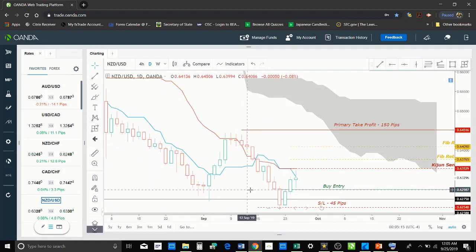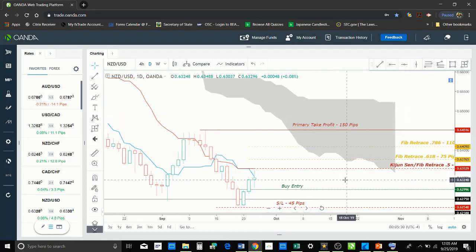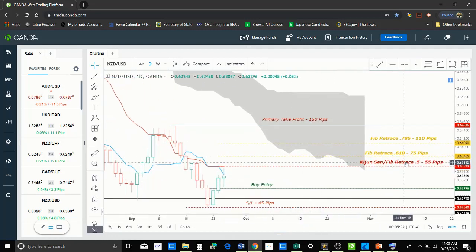This New Zealand USD is bouncing off a 52-week low. I said I would set a buy back on Monday. I set a buy entry right here with a 45 pip stop loss. You'll see that we're getting a bearish TK crossover. We're rejecting Kijun. It's also rejecting the .5 fib retracement level. So if I would have taken this trade, I probably would have profited about 50 pips.